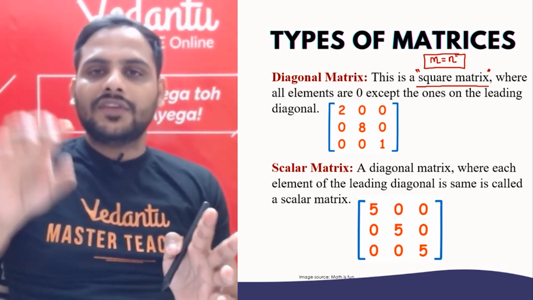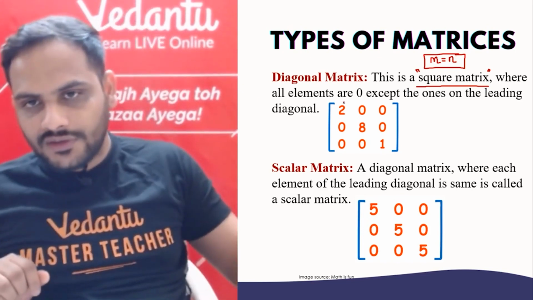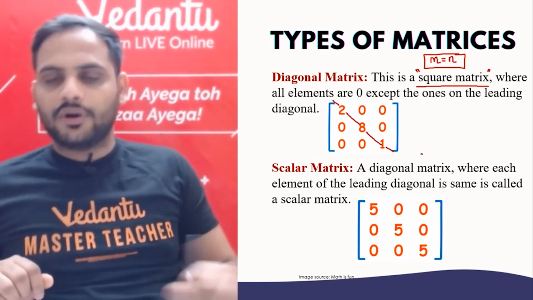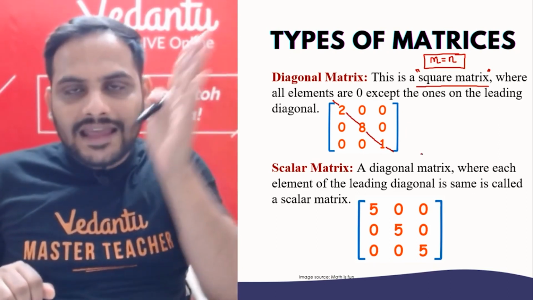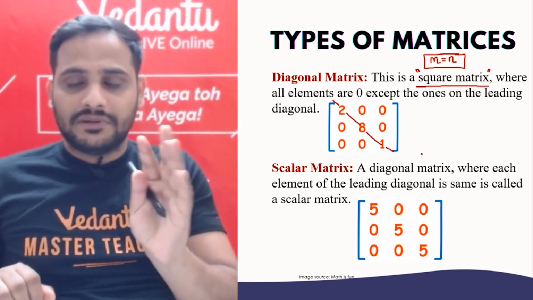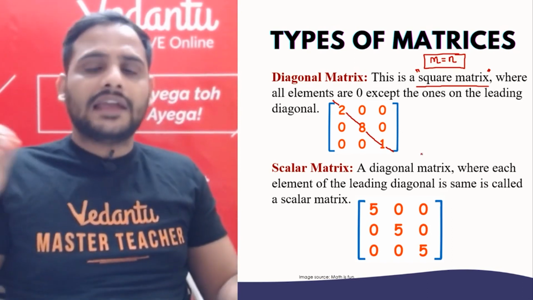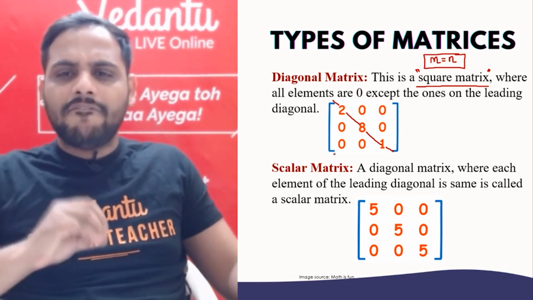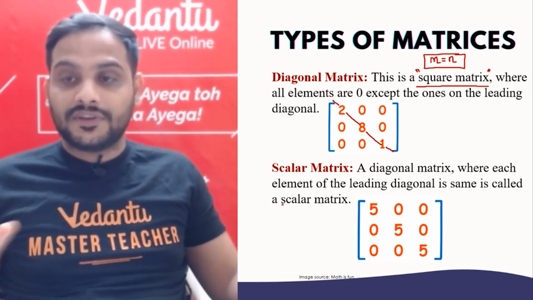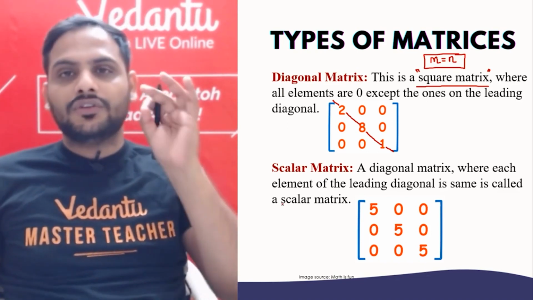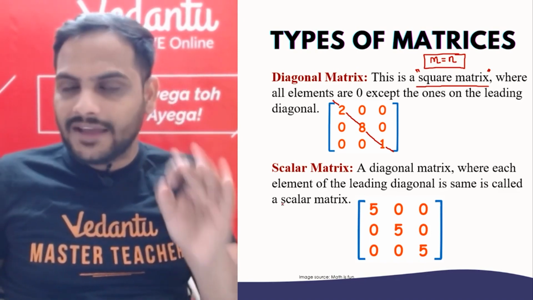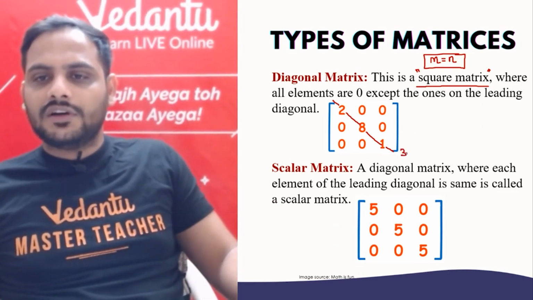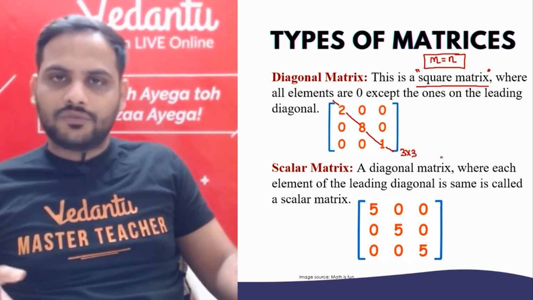And then since it is a diagonal matrix, guys, you can say top left to bottom right. Only the diagonal elements will have some numbers. Other than the diagonal elements, remaining everything will be 0. So except the diagonal elements, all other elements are 0. This is a matrix of order 3 by 3, a square matrix.